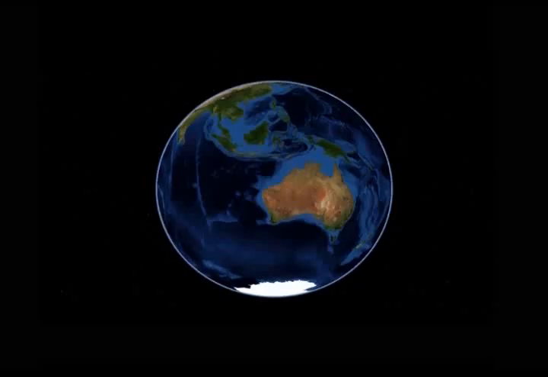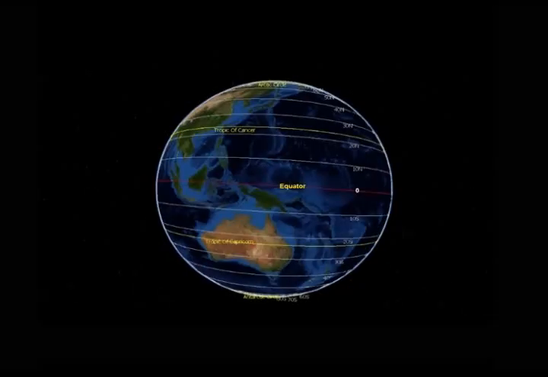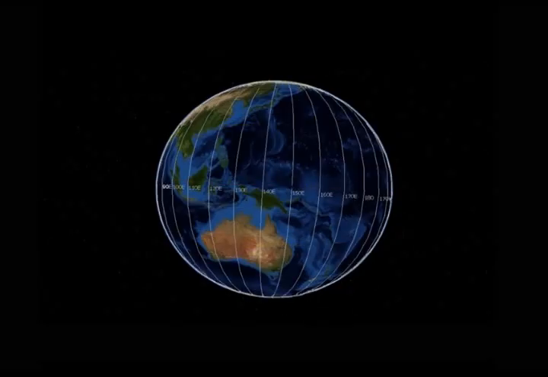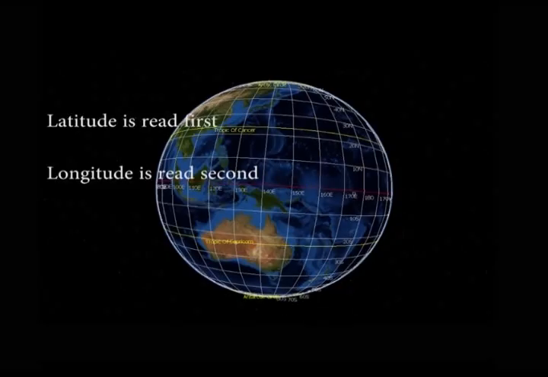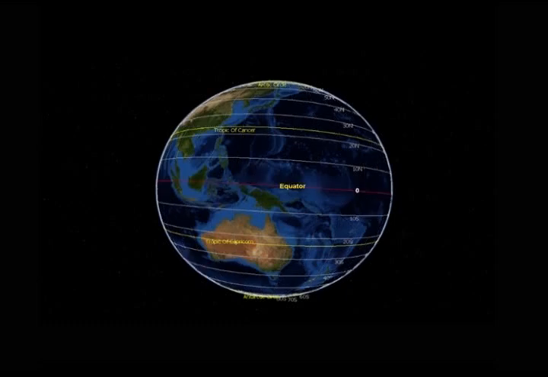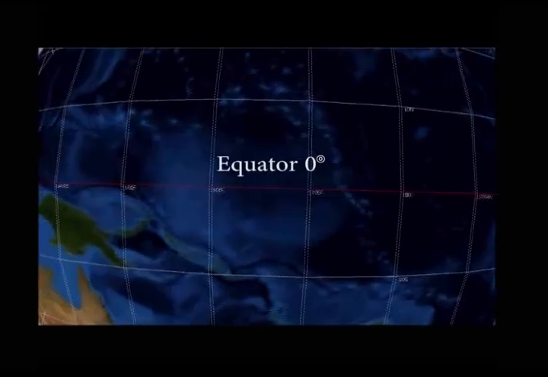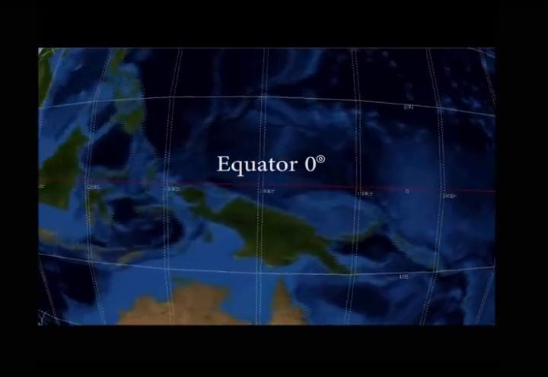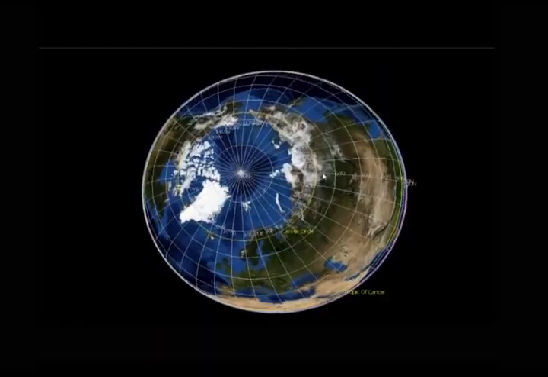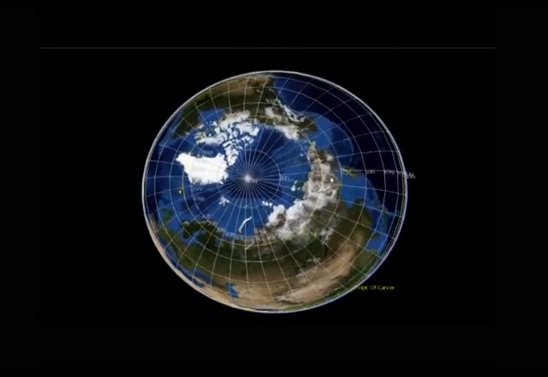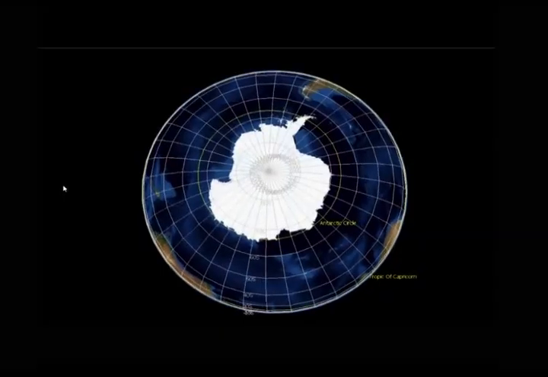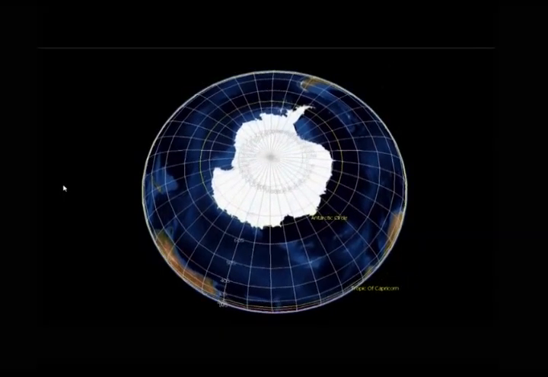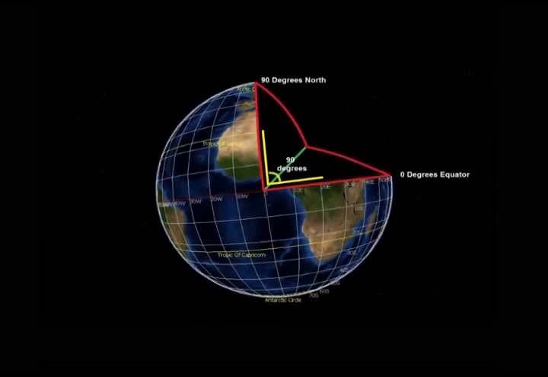And so back to the surface of the Earth, we have the parallels of latitudes and the meridians of longitudes. Latitudes are read first, followed by longitudes. Latitudes are read north and south of the equator. The starting point is the equator, which is 0 degrees latitude. 90 degrees north of the equator is the North Pole, and 90 degrees south is the South Pole. The poles are 90 degrees from the equator, and this is the largest possible angle for latitudes.